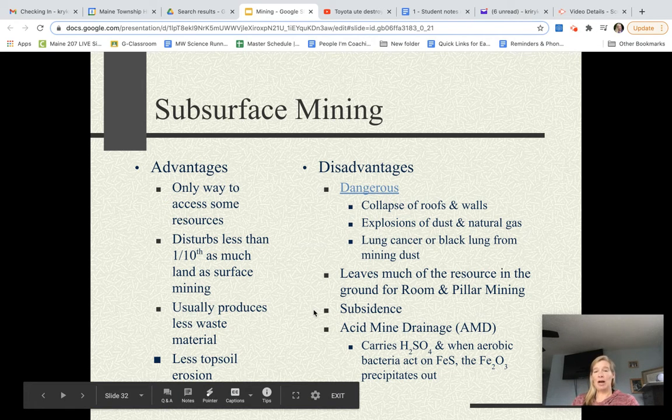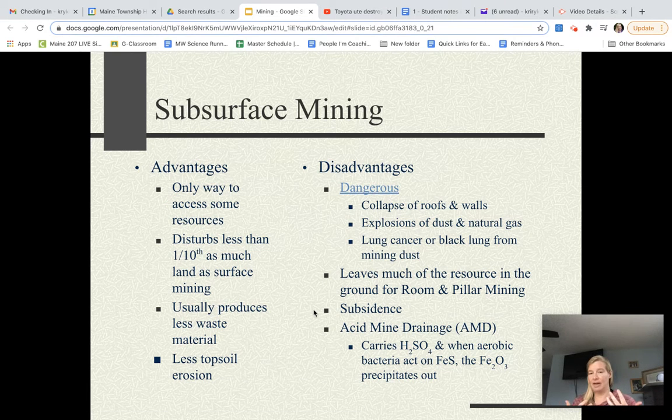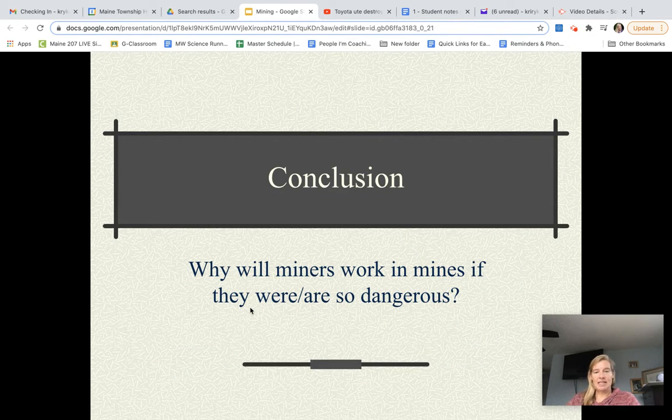So how could I clean up acid mine drainage? I could neutralize the pH, or I could try to trap that water before it gets to the surface and contaminates groundwater supplies. Lastly, why will miners work in mines if they are so dangerous? Again, it goes back to money. Being a miner, you make good money. You make a good living. It's a good job, and it's good economically.